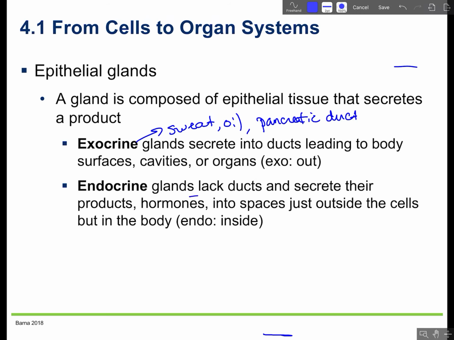Endocrine glands are going to lack a duct. They call these ductless glands, and they're going to be predominantly hormones that are secreted into the space outside of cells. So think of what's called interstitial space, or even into our bloodstream.